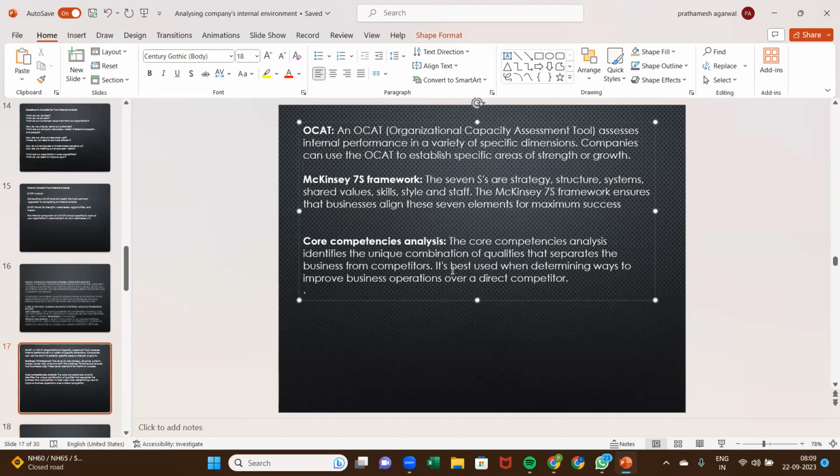So in order to get a job, what other skill sets do we need, or what are the core competencies we have? When you face the interviews after 6 months, they will ask a question, why do we need to hire you? So when they are going to ask you, that means the core competency comes into the picture. The core competencies analysis identifies the unique combination of qualities that separates the business from the competitors. It's best used when determining ways to improve business operations over a direct competitor.